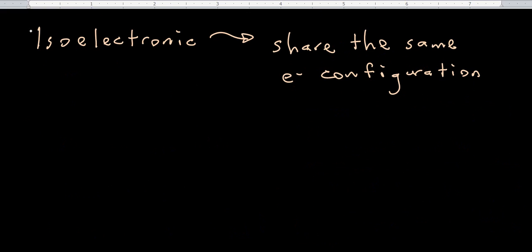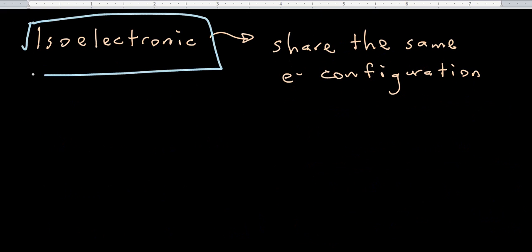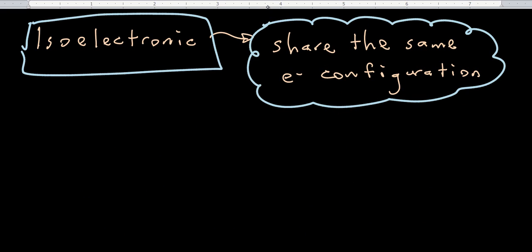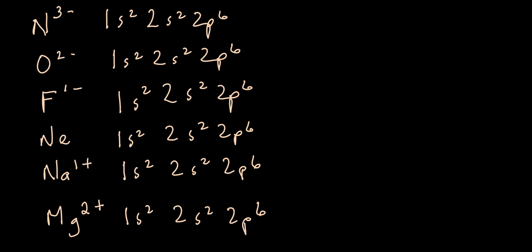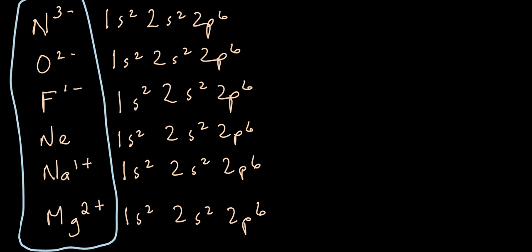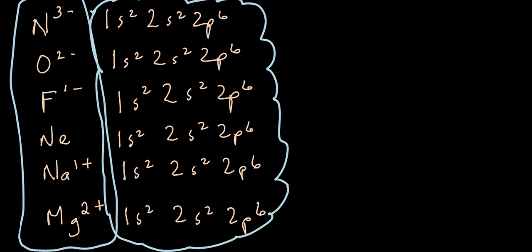Final piece of this video episode is a concept known as isoelectronic. Things that are isoelectronic share the exact same electron configuration. For example, the species N3-, O2-, F-, neon atoms, Na+ and Mg2+ all share the exact same electron configuration. The electron configuration for all 6 of these species is 1s2, 2s2, 2p6. These are identified as being all isoelectronic with one another.